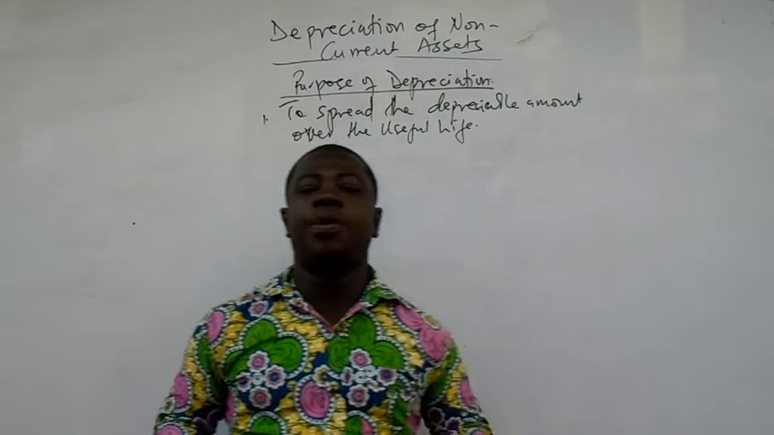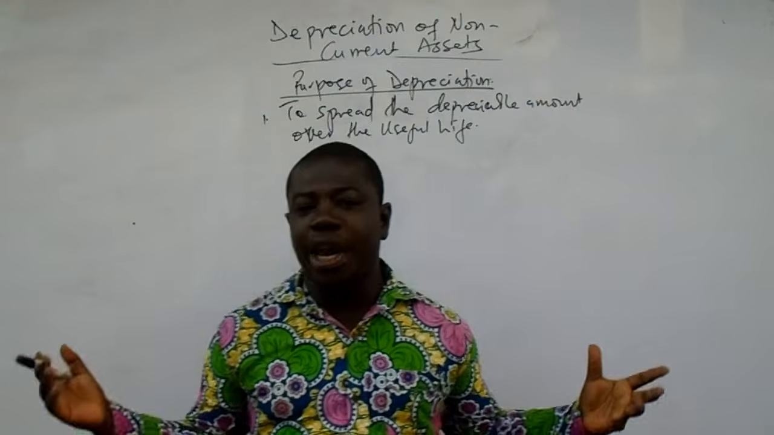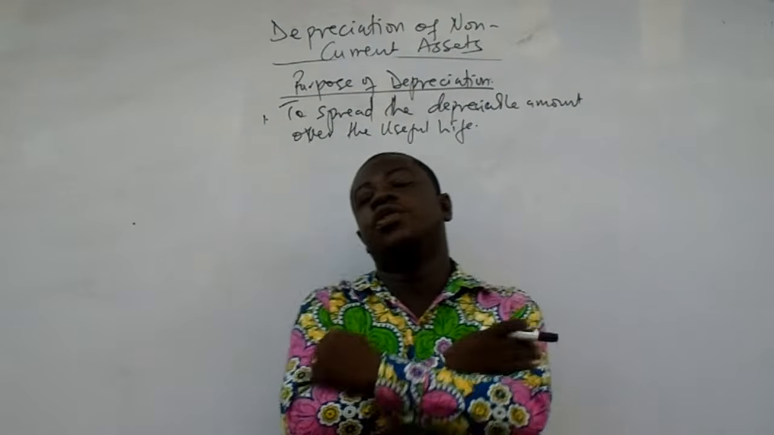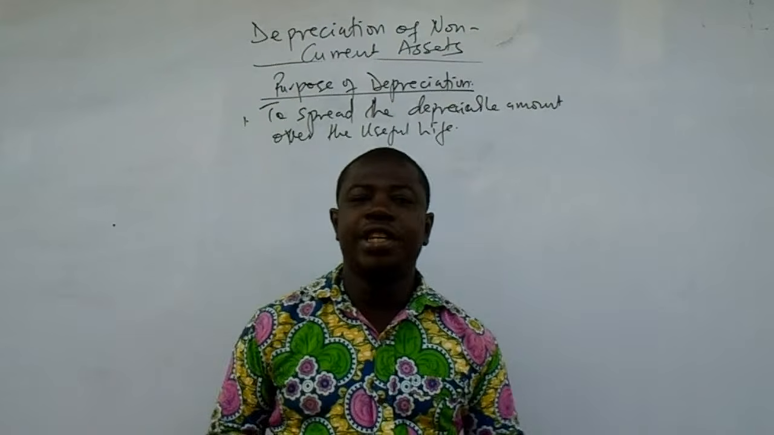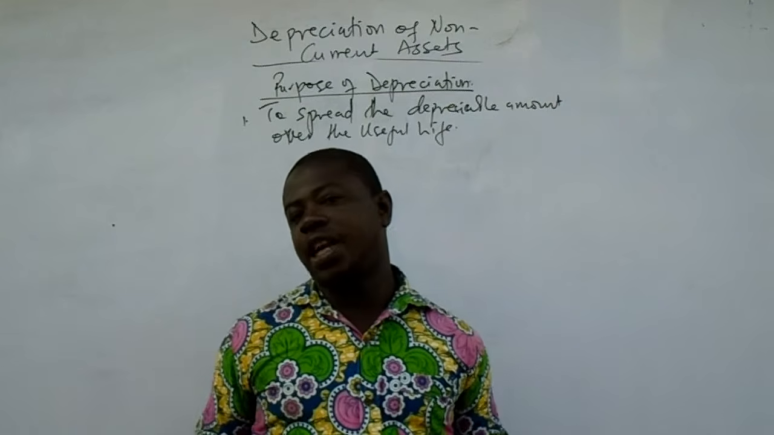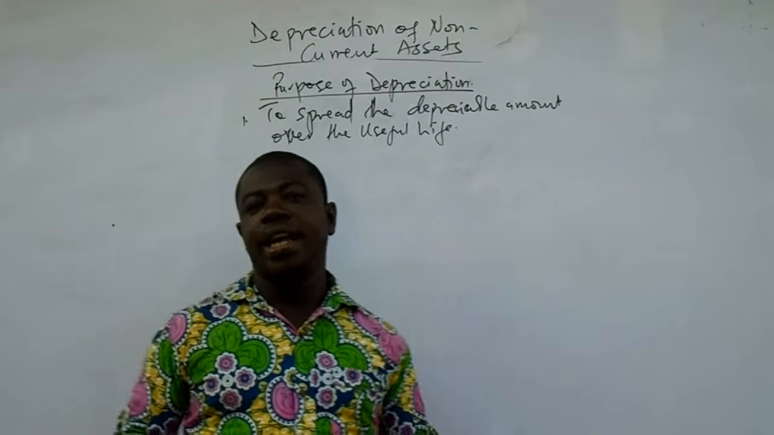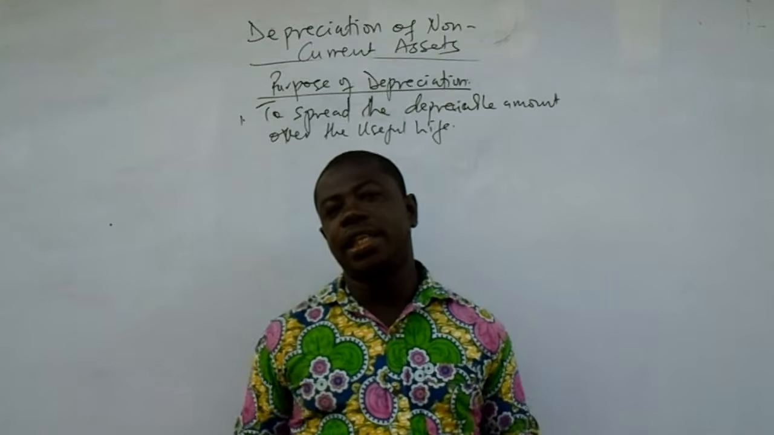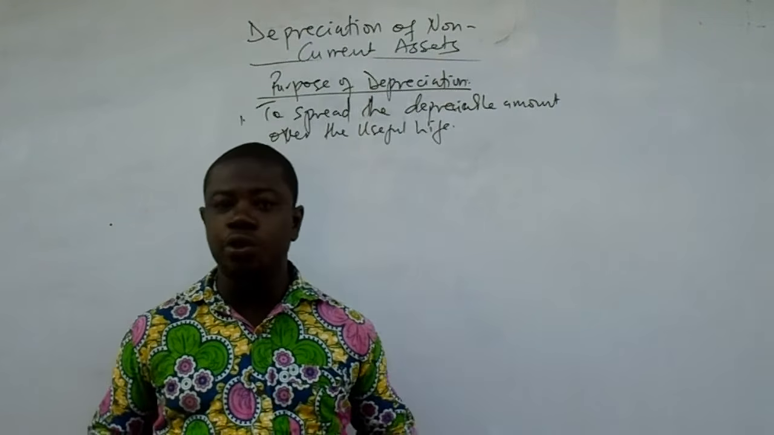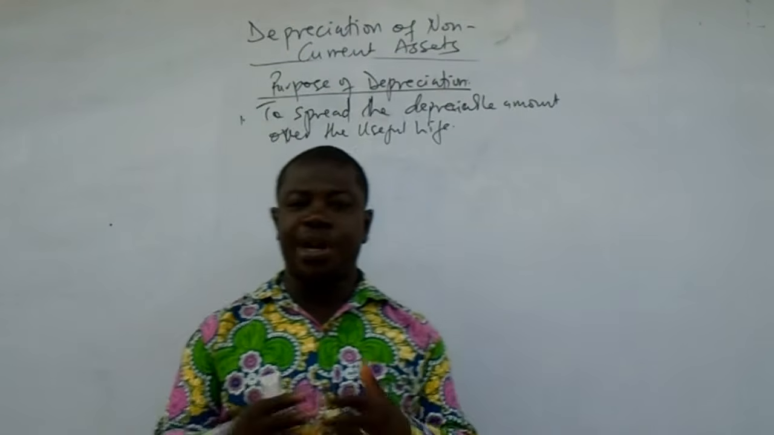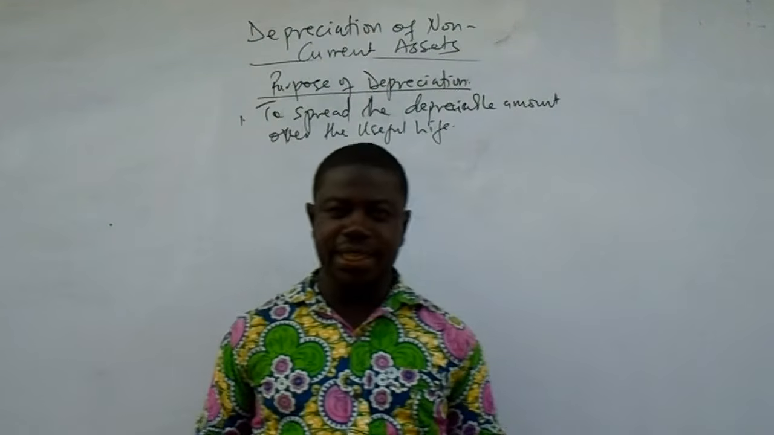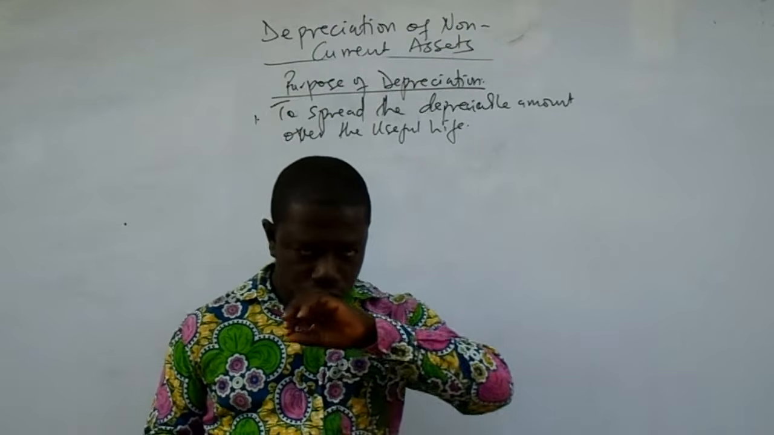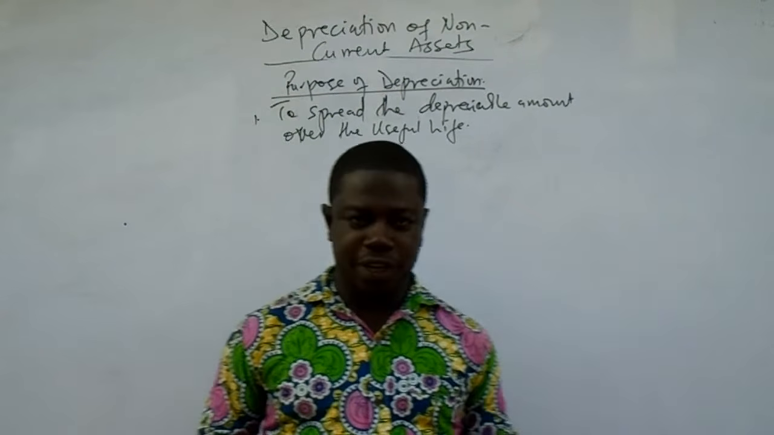Okay, so the first purpose of depreciation is to spread the depreciable value of the asset over the estimated useful life of the asset. So for example, if you have the cost of an asset to be like 10,000 and a useful life of 10 years, then it's obvious and likely that for each year 1,000 will be used up. And so what we do is that we spread the 1,000 over 10 years. That is what we mean by spreading the depreciable value over the useful life of the asset.